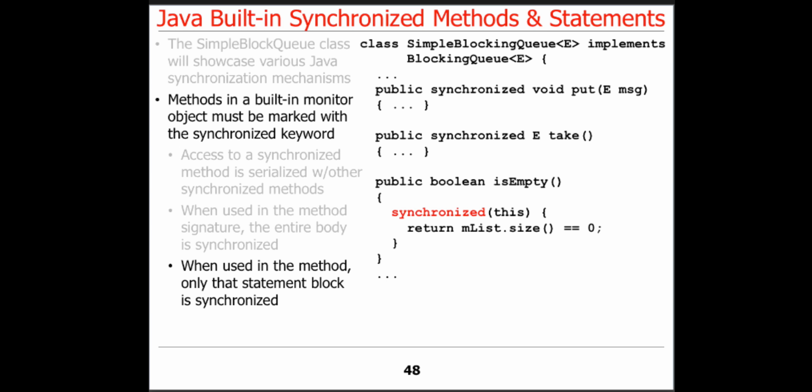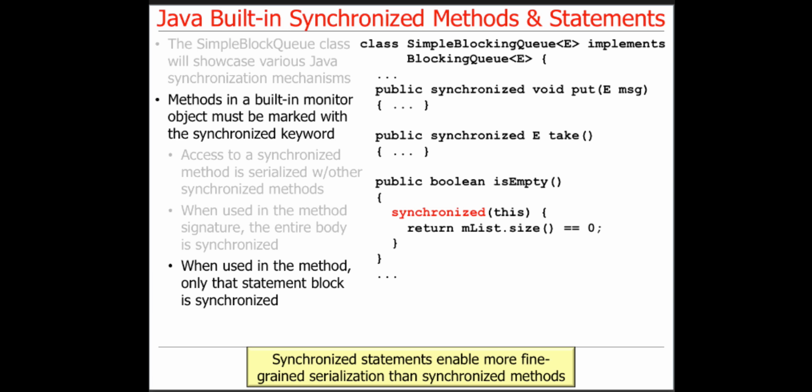What might be a reason for not putting the synchronized keyword in the signature, even assuming you want to make them synchronized? Yeah? Well, if you want to only synchronize a small part of the code. Great, and we're going to see that in just a second. So synchronized statements enable more fine-grained serialization than synchronized methods, because in this particular case it doesn't help since it's just one thing. But in other examples we'll look at, you might actually break it up into multiple sections, and you would get more fine-grained synchronization. So that's a very good answer. If you make it a synchronized method, then you're synchronizing the whole thing. If you don't, you could have synchronized blocks.